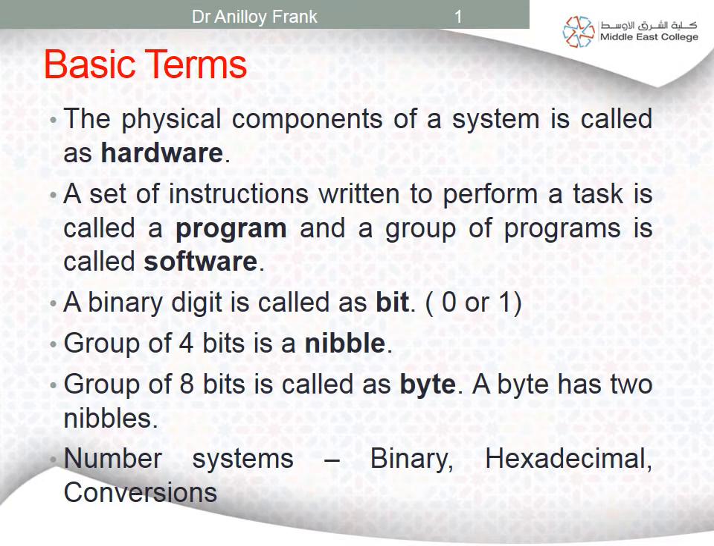The basic terms used. The physical components of a system are called hardware. A set of instructions written to perform a task is called a program, and a group of programs is called software. A binary bit is called a bit. A group of 4 bits is a nibble. A group of 8 bits is called a byte. A byte has 2 nibbles. The number systems that are used are binary and hexadecimal.